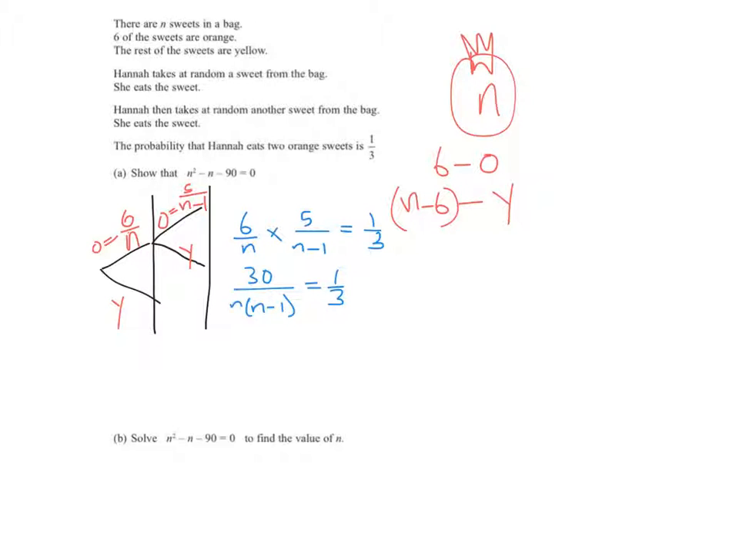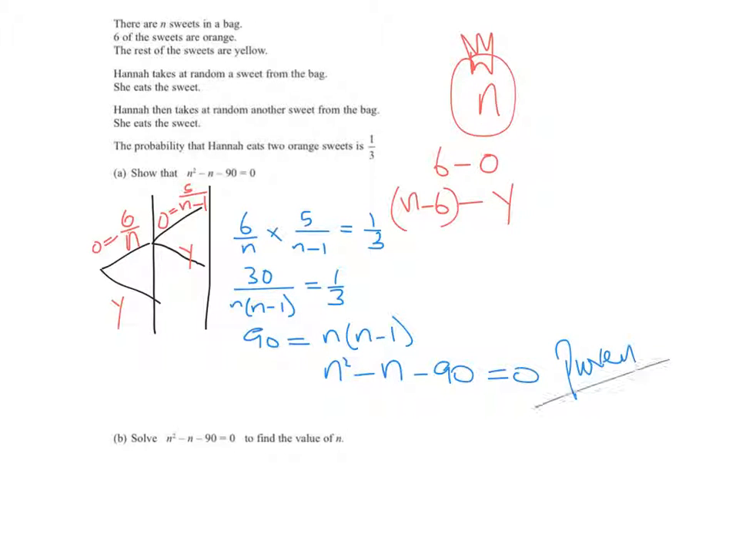I'm now going to quickly cross multiply: this times 1, that times 3 there. So 30 times 3 is 90, and n times n minus 1 times 1 is just n times n minus 1. And all I've got to do is expand this bracket over here. That's going to give me n squared minus n. This 90 is a plus 90. Bring it over the equal sign, it becomes minus 90. And now I've got nothing left on that side. And this is now proven. Okay, and we're done with that.